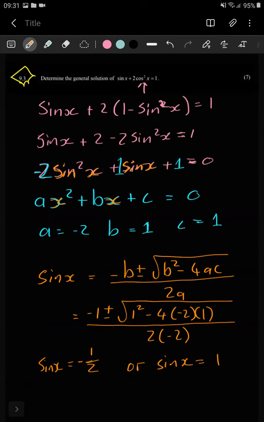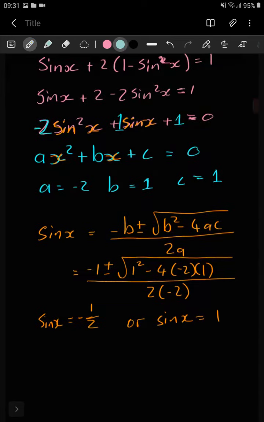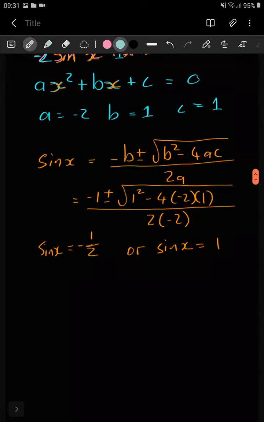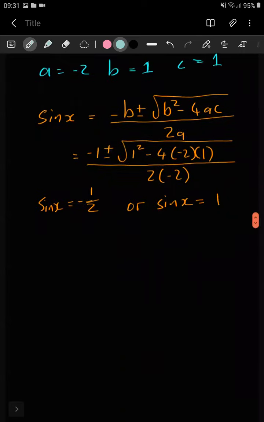So from all that has been done now, we need to be careful. From all that we have done so far, we're almost home free.